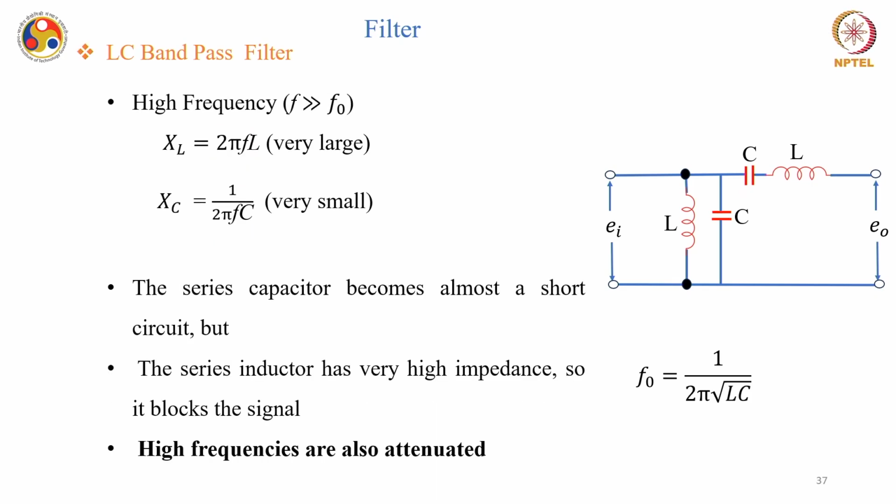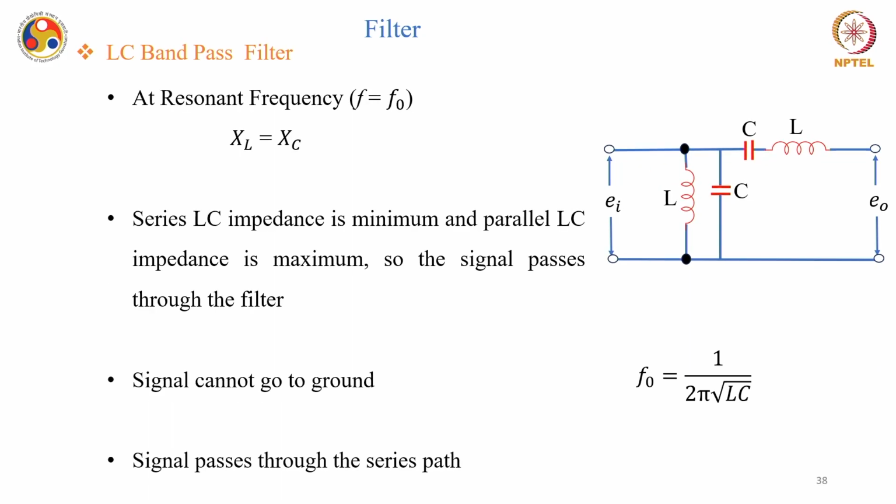Now at higher frequency, when f is much greater than f naught, XL becomes very large since it is 2 pi FL and f is very large, while XC, which is 1 by 2 pi FC, becomes very small. The series capacitor becomes almost a short circuit, but the series inductor has very high impedance, so it blocks the signal, and high frequencies are also attenuated, and only a particular frequency gets passed.